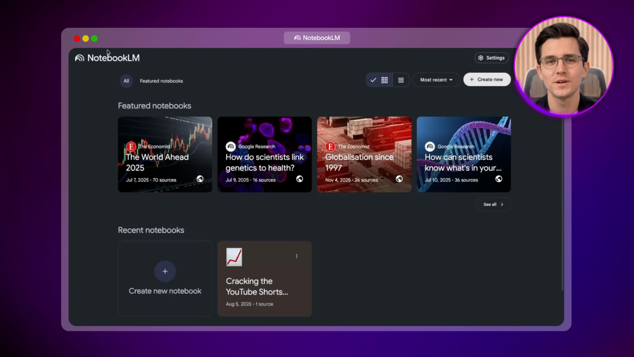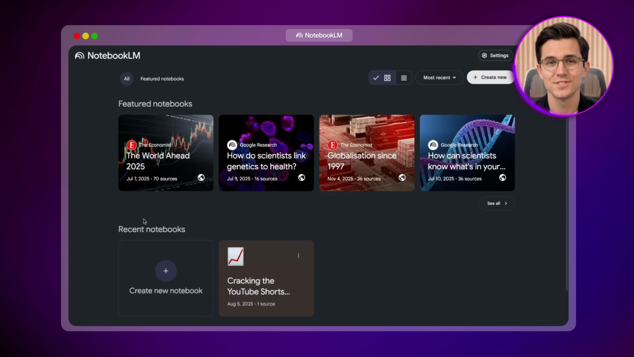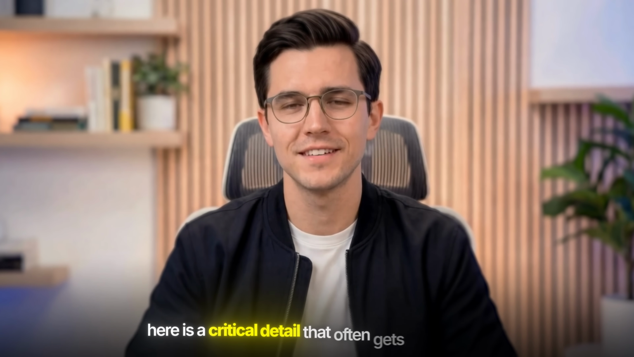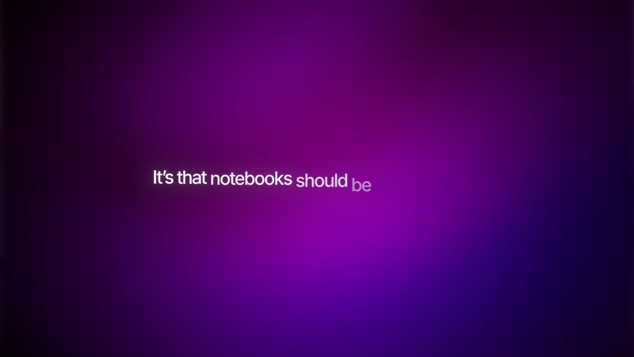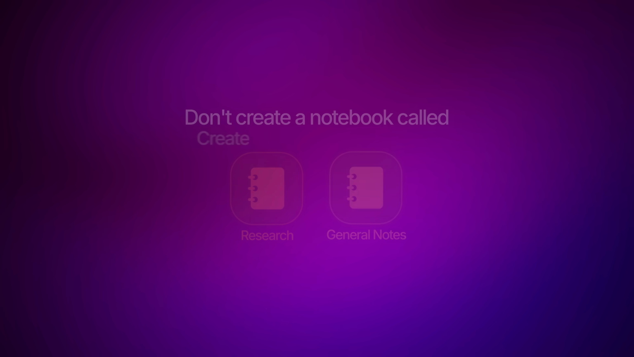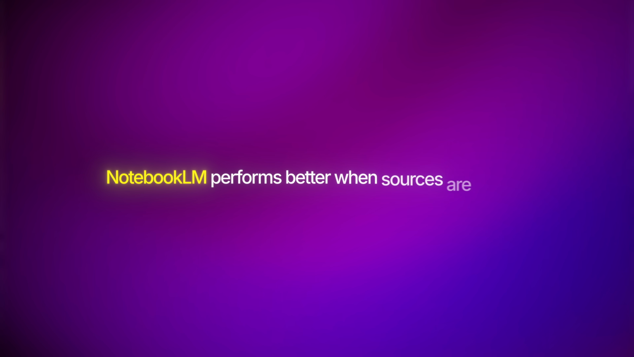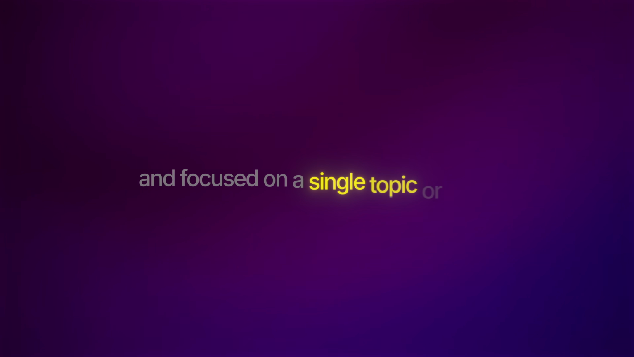First, I'll head over to the NotebookLM website, and on the homepage, you'll see your notebook list if you've created any before, or an empty state if this is your first time, so we can create a new notebook here. But before we do, here is a critical detail that often gets overlooked. It's that notebooks should be topic specific. Don't create a notebook called Research or General Notes. Create focused notebooks like Competitive Analysis Q1 2025 or AI Video Generation Research. And that might seem insignificant, but it actually matters because NotebookLM performs better when sources are related and focused on a single topic or project.